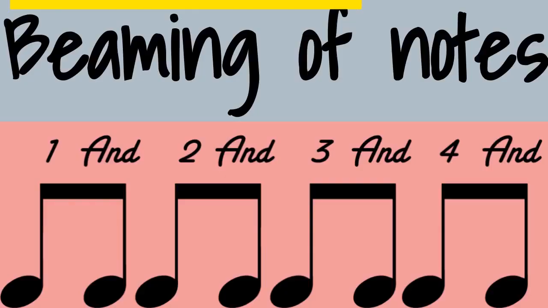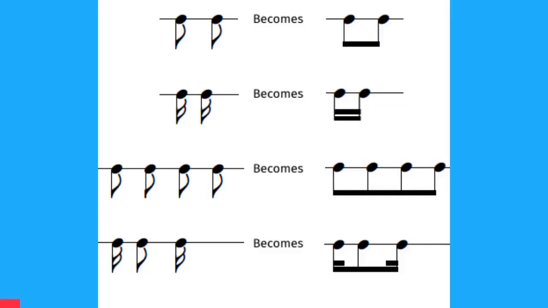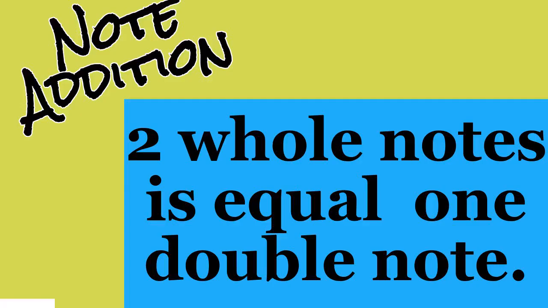Now let's look at beaming of notes. It's not difficult. We have two separate quaver notes on top there. It becomes two that has a beam. That's what you call beaming, to hold them together.